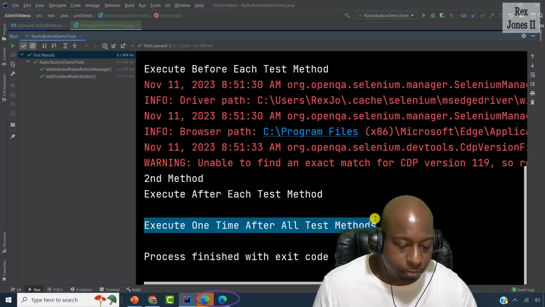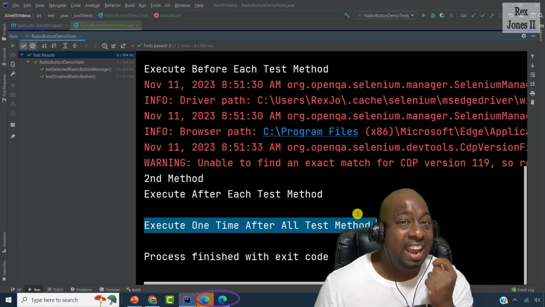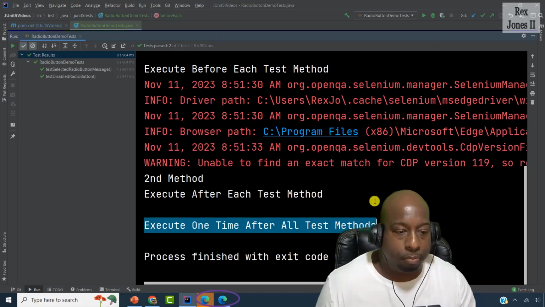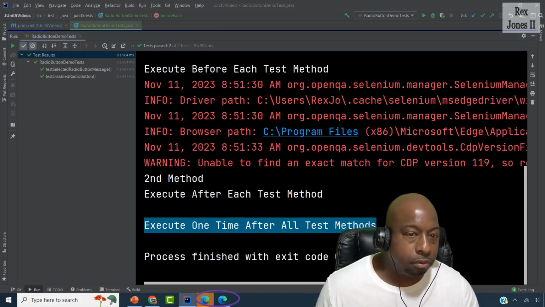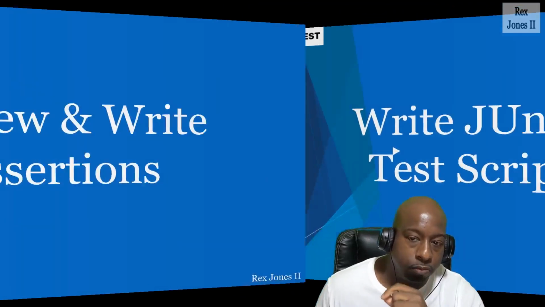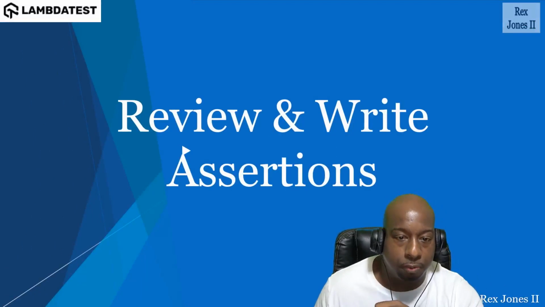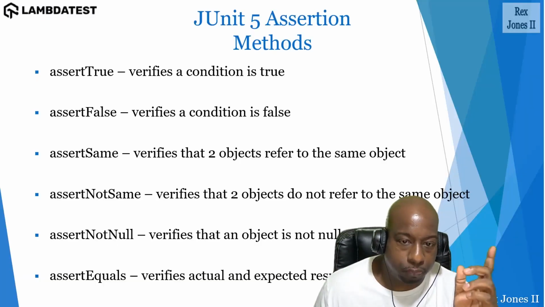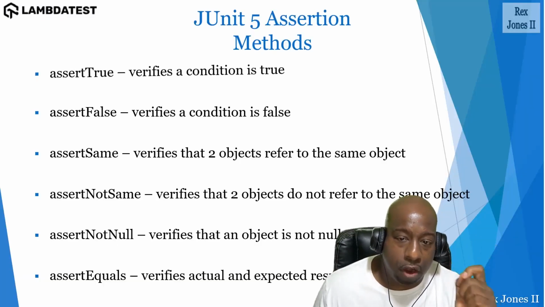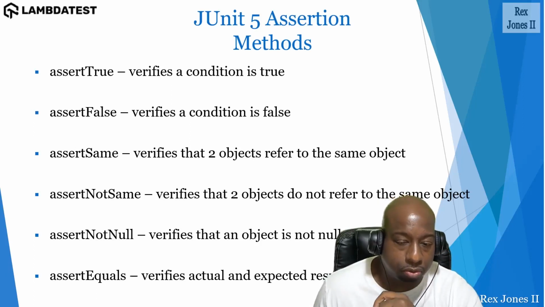In reality, we have automated 2 test scripts, but have not verified either test script. We verify the test scripts with assertions. Let's review assertions, then write some JUnit 5 assertions. Here are a few assertions. assertTrue verifies a condition is true. assertFalse is the opposite. It verifies a condition is false.